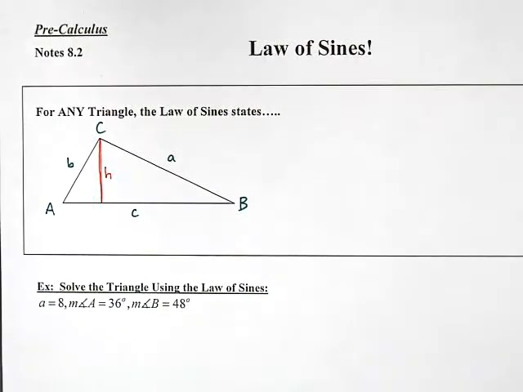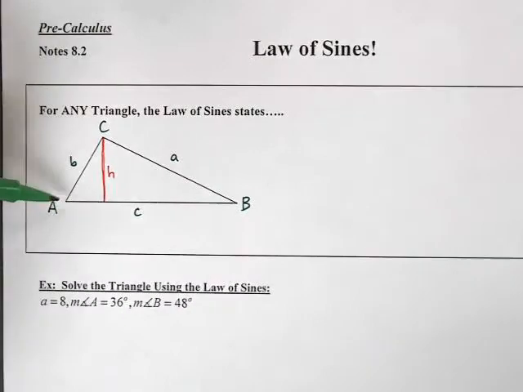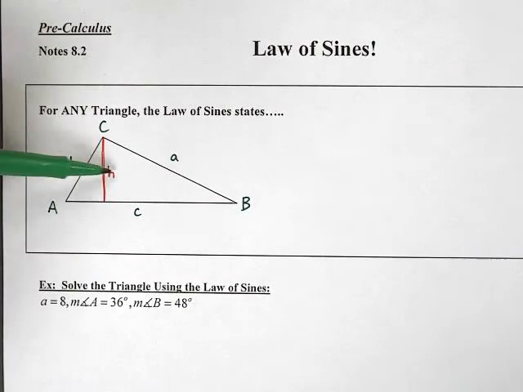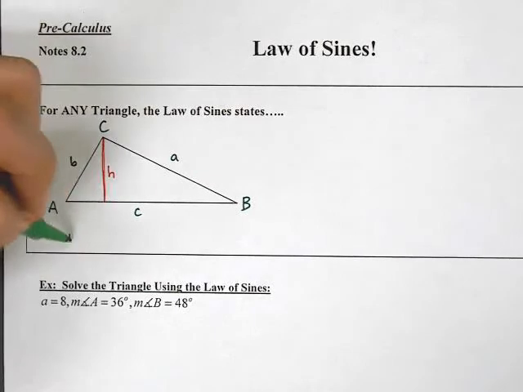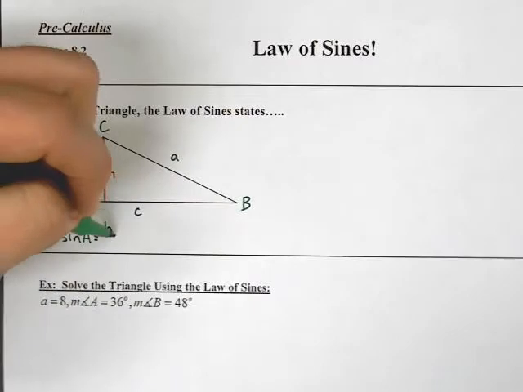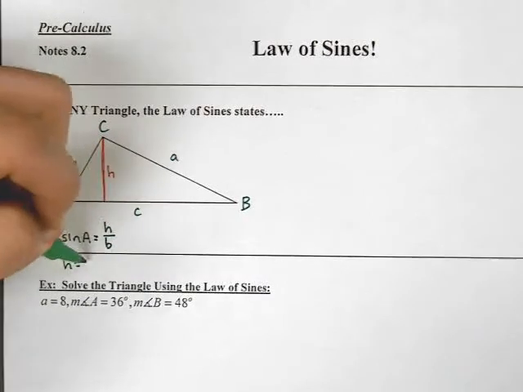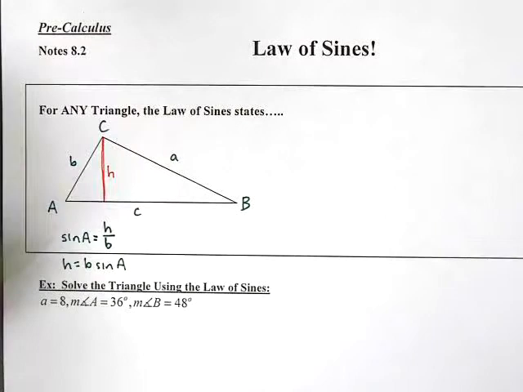By drawing in that height, I broke it into two separate triangles, a left and a right. If I wanted to write a trig function from the left triangle, if this is angle A, then I have the opposite and a hypotenuse. So the sine of angle A is equal to opposite over hypotenuse, so H over B. Then H is equal to B sine A.